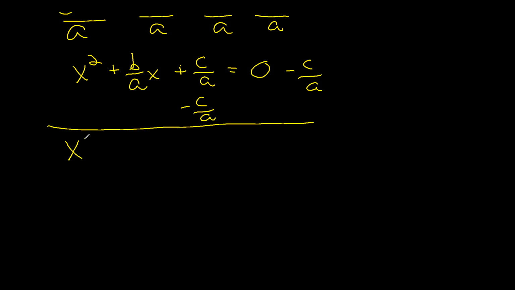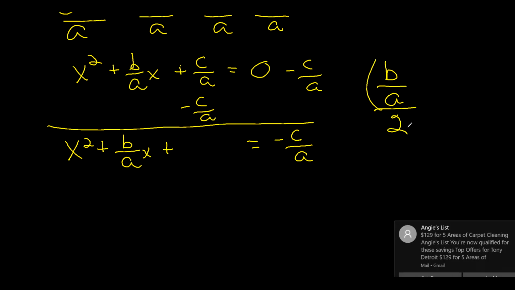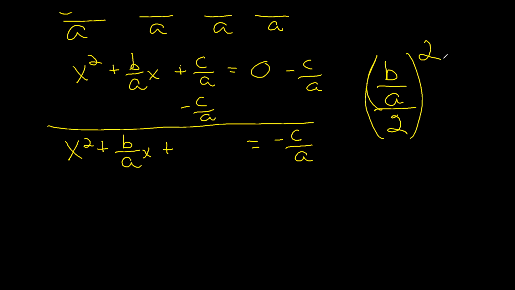So now we have x squared plus b over a x plus something that's going to equal negative c over a. Okay, and here, what am I going to put in this spot that is going to make this a perfect square trinomial? So just like I did with numbers, I'm going to take the b over a, divide it by 2, and then square it as such here.